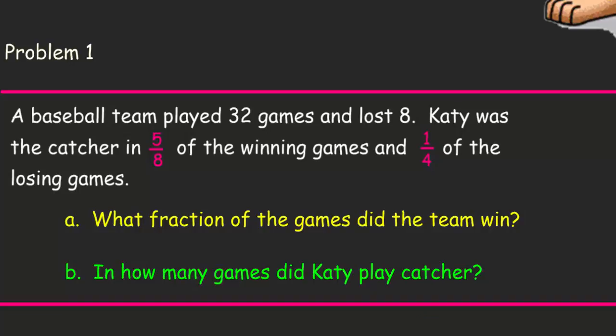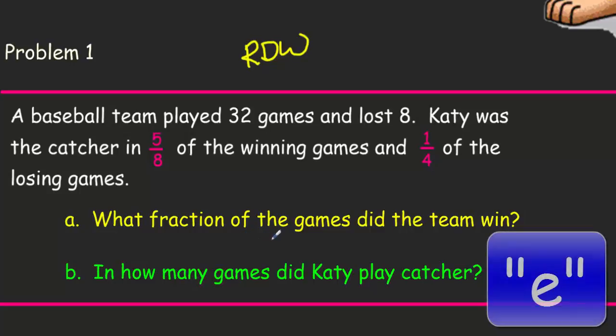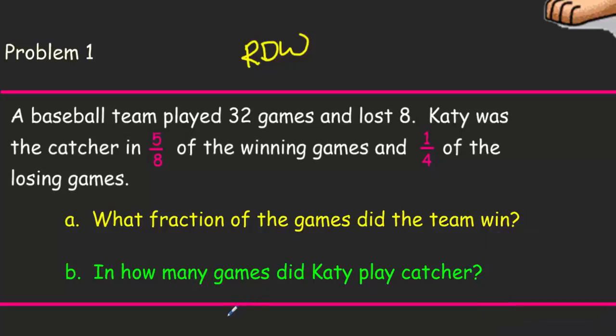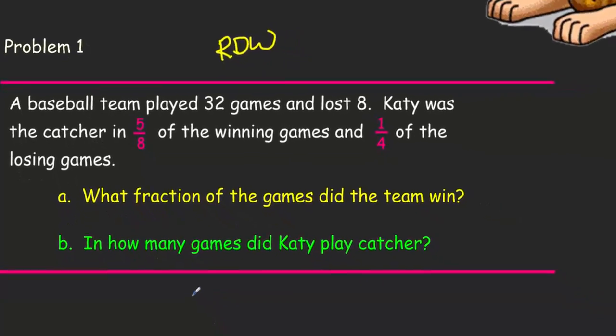So let's go ahead and take this step by step, and think about our strategy of read, draw, and write. That helps me focus along here because the first thing is about reading and understanding the problem. There are a couple of facts I have to keep in mind of what I know. I know that there were 32 games, so I have a whole amount. They played 32 games. And the team itself lost 8.